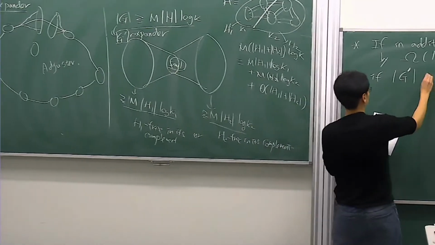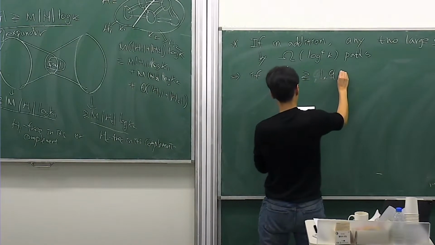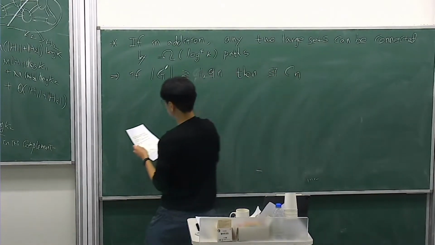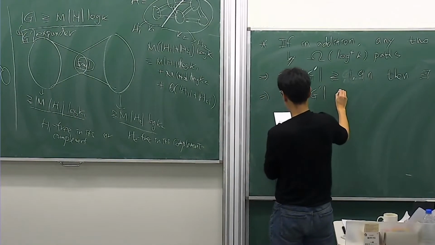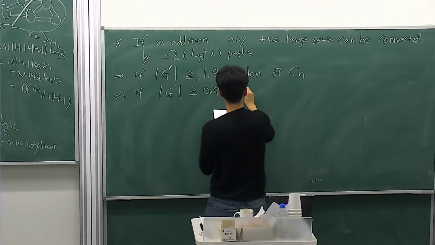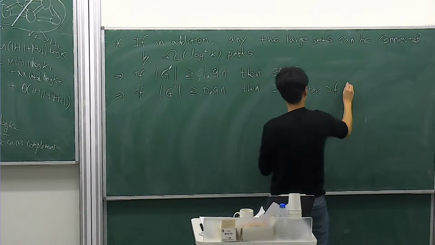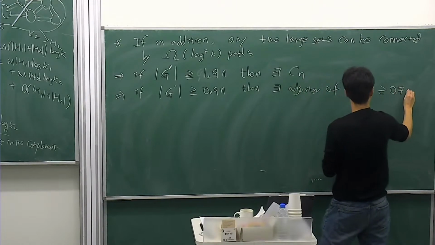If this one has at least, say, 1.9n, then we can find the Cn. And if this one is at least 0.9n, then there exists the long adjuster of length at least 0.7n.